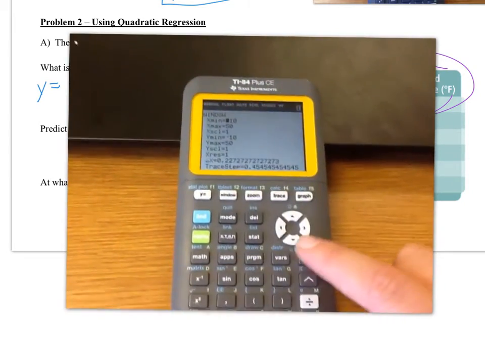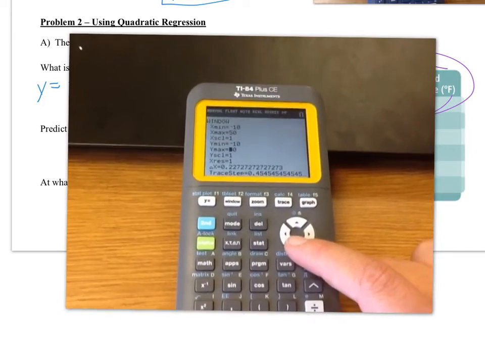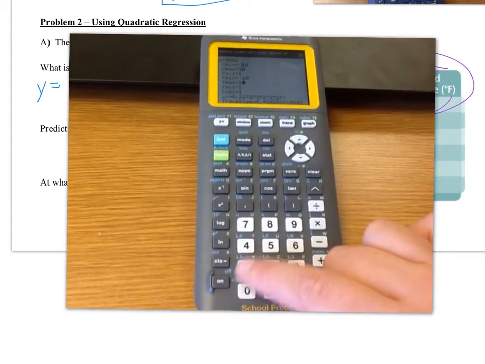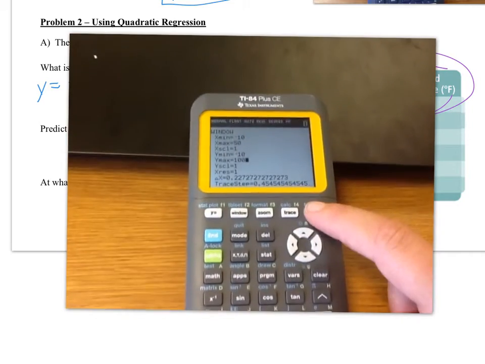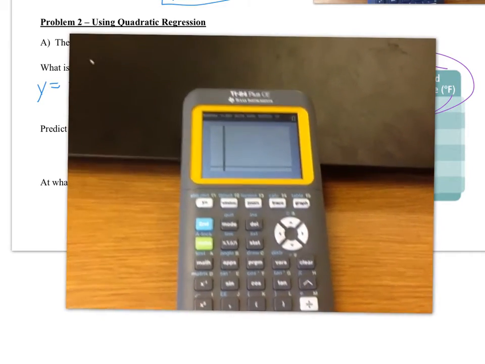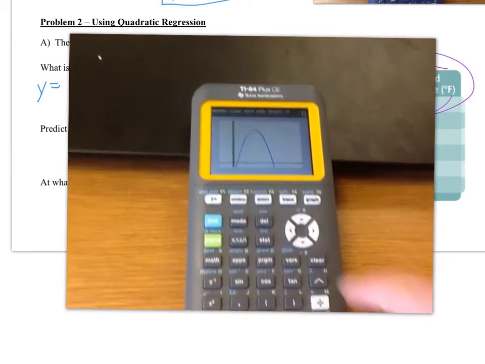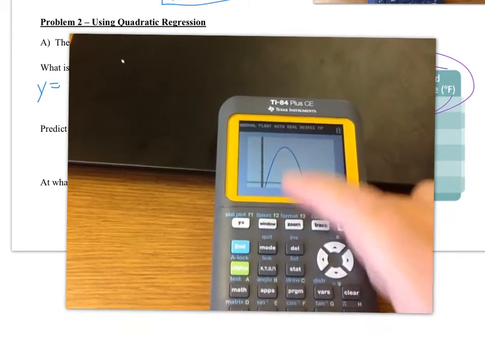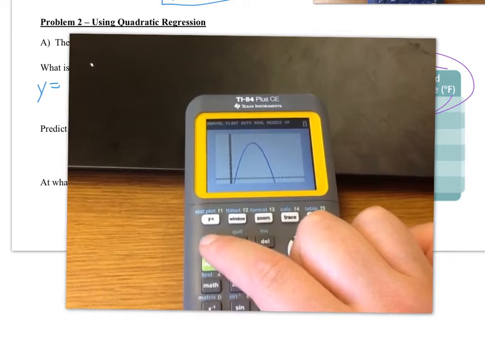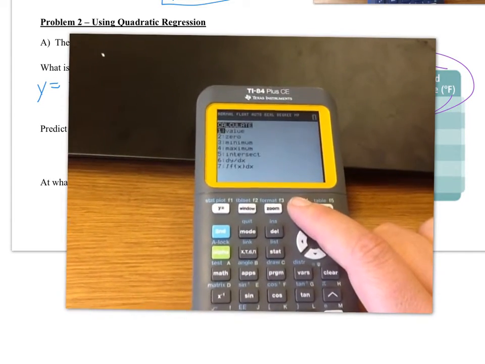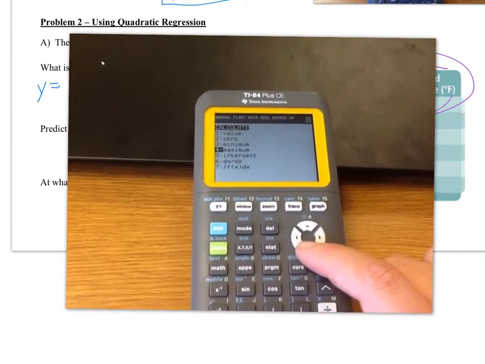And go to window. That's where my y max changes. So I'm going to change this to, let's try 100. And again, this is just me doing educational guesses. So does it turn around? It does. That's awesome. So I'm looking for this point right up here, this maximum value. So what I can do is go to second and then calculate, and I can go to maximum.